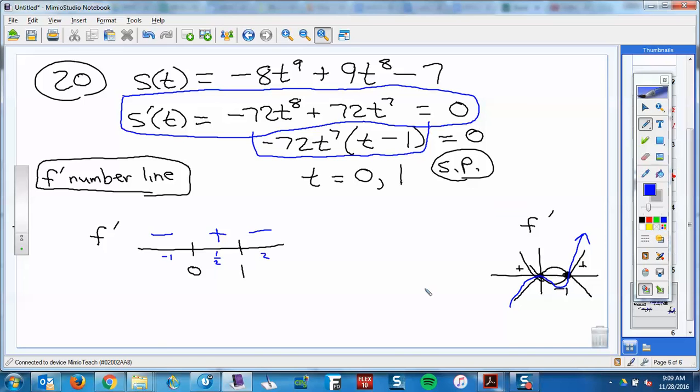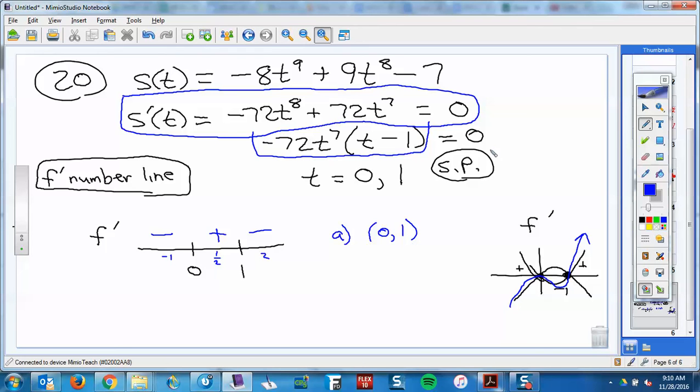Aha, so what do we got? We got negative. See how that tells us the same information? It tells us the same information we're used to having. So now we can answer all the questions. A, where is F increasing? Between 0 and 1. Where is F increasing when F prime is positive?